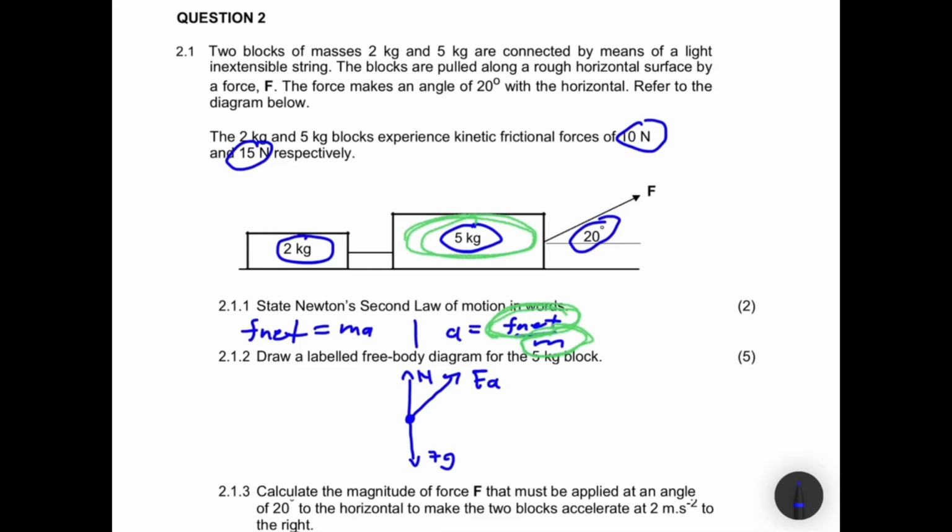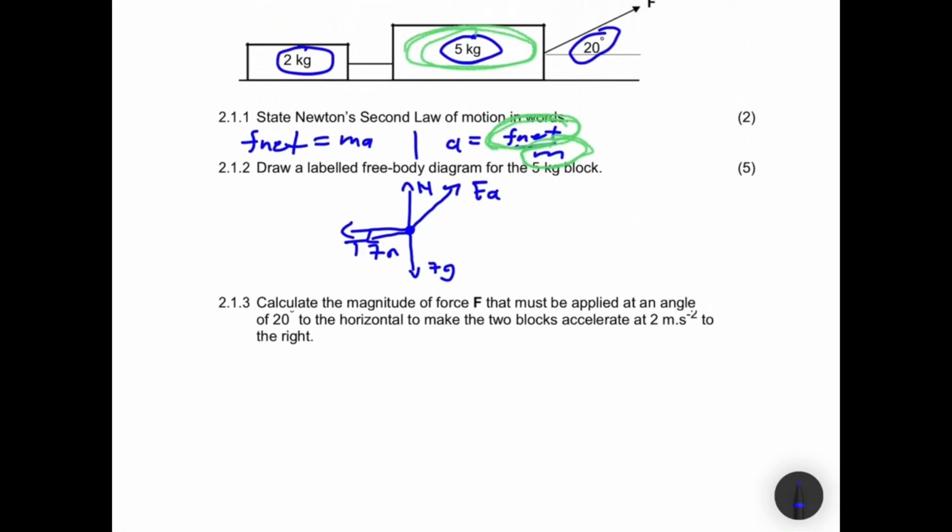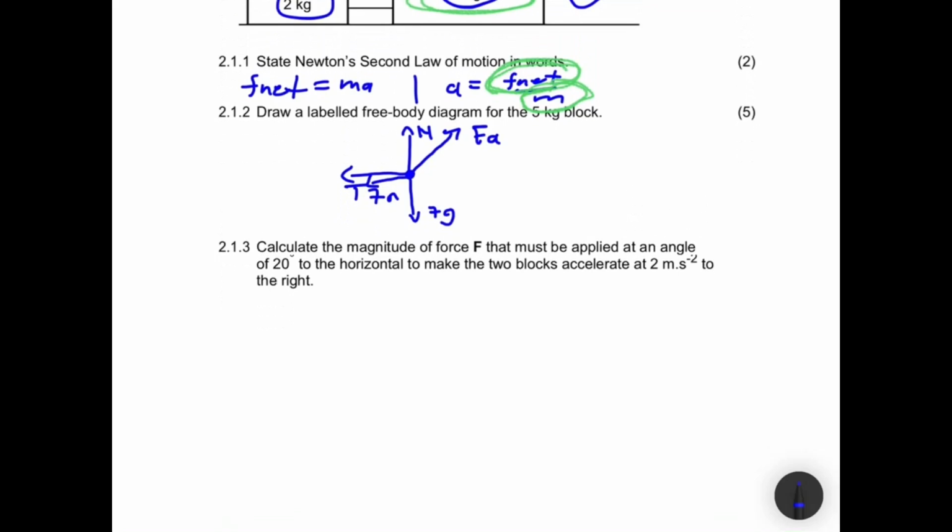And then apart from the normal force, the 2 kg and the 5 kg block are connected by a string, right? So we must have tension, right? So we have tension there. We are also told that there's a kinetic frictional force acting on the blocks, right? So we can have Fr also acting to the left. So let's do 2.1.3, which says let's calculate the magnitude of force F.